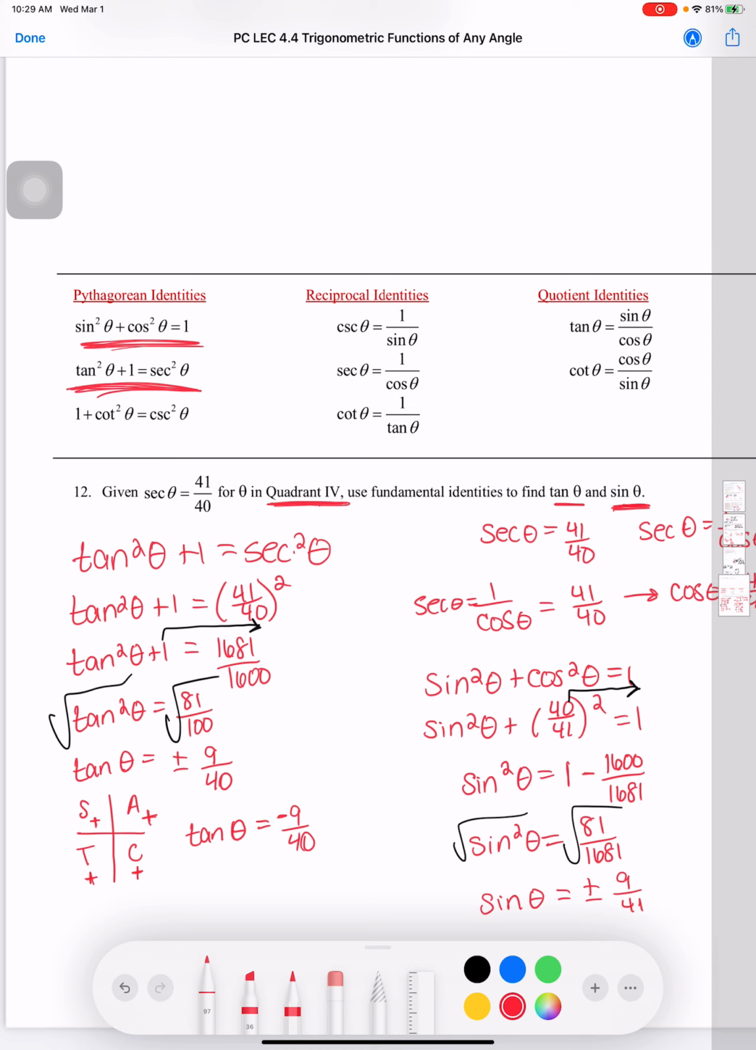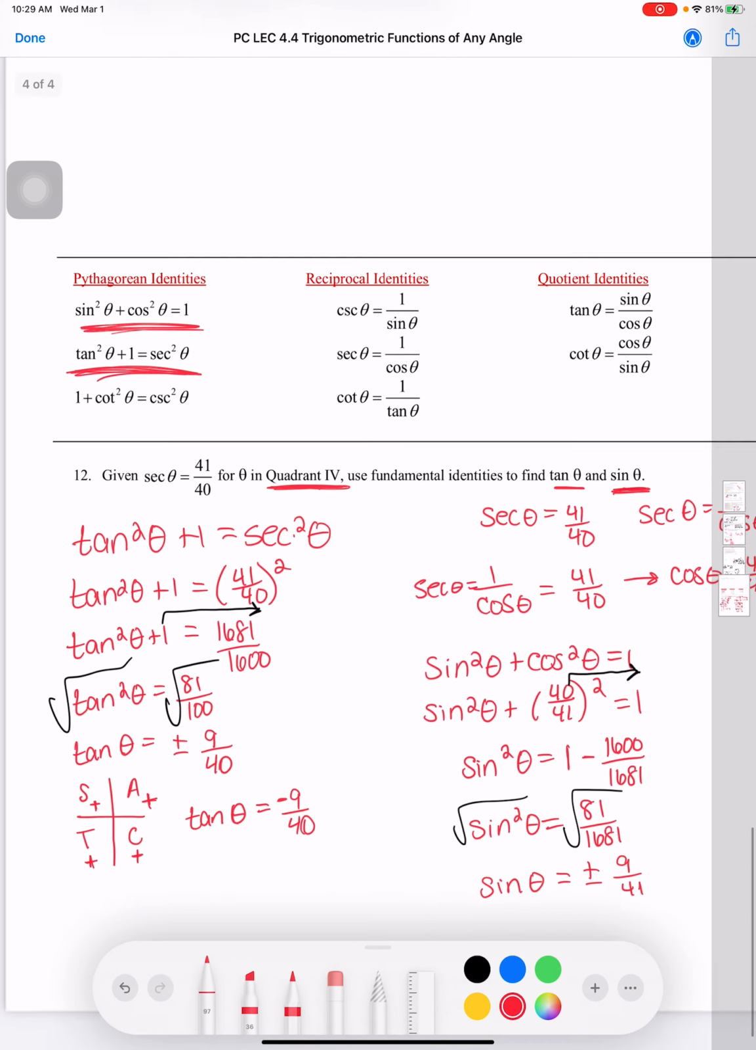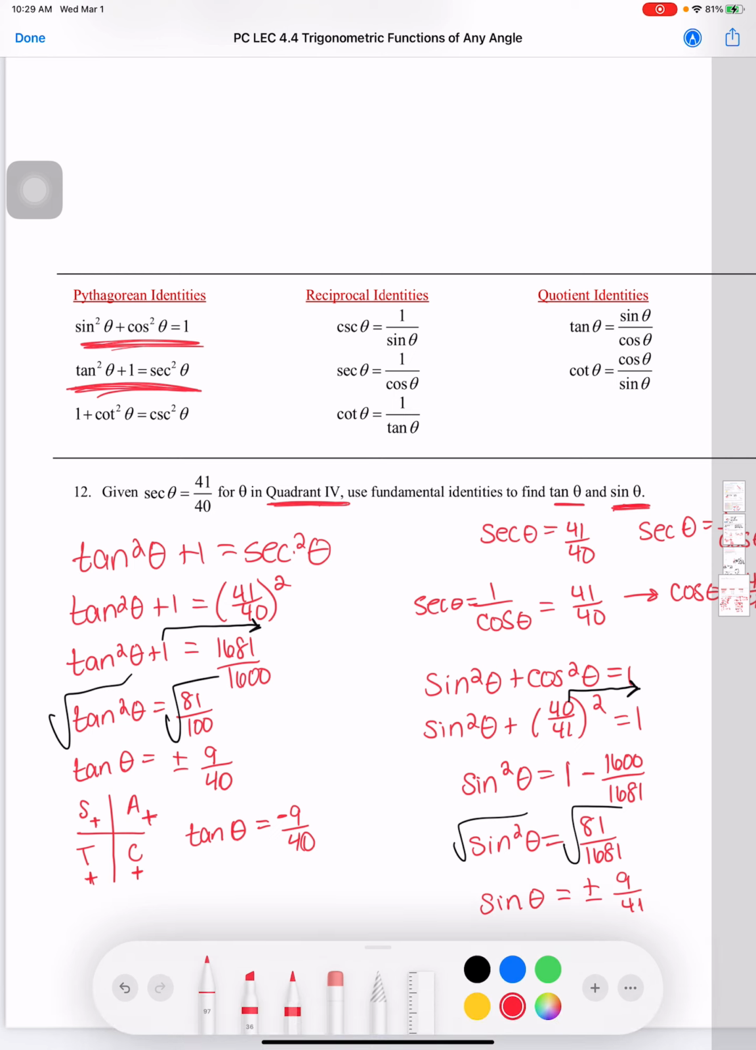So this tells me, let's write the answer over here, and I'm putting it in blue, that for sine theta, the answer that we're going to consider in the fourth quadrant is that sine theta is going to be equal to negative 9 over 41.